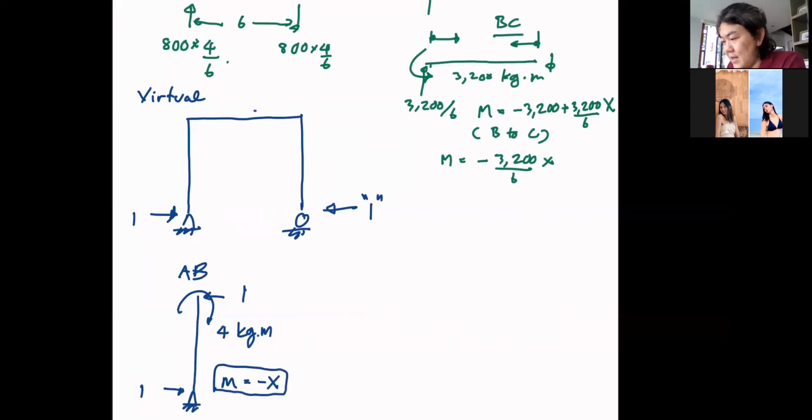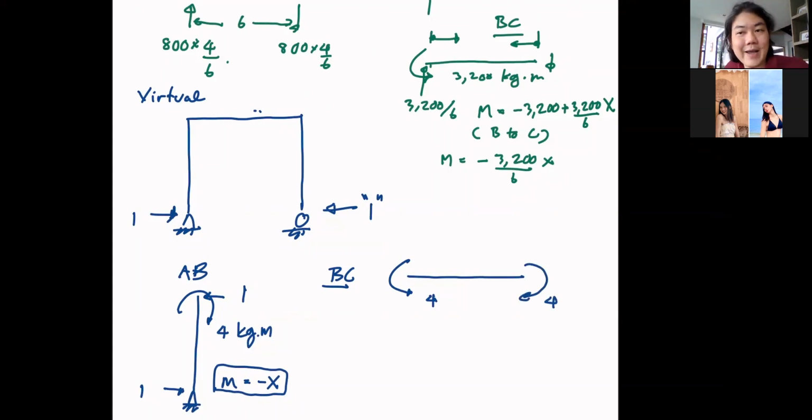Move on to this piece, BC. This is also 4. And because I don't have any vertical reaction this time, that's just going to be 4. Right? And this is one of the most dire mistakes that many students make: they always forget that this piece has moment.